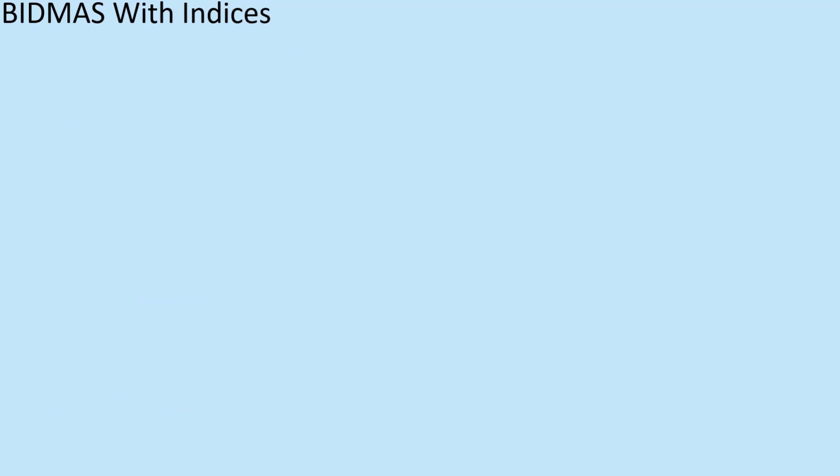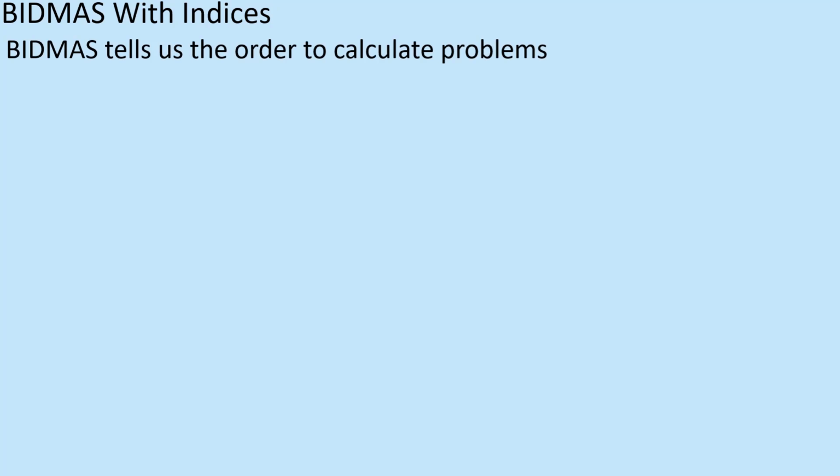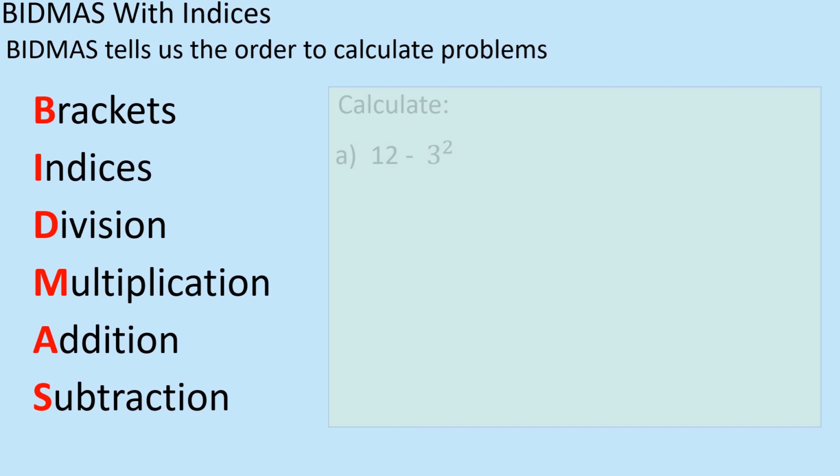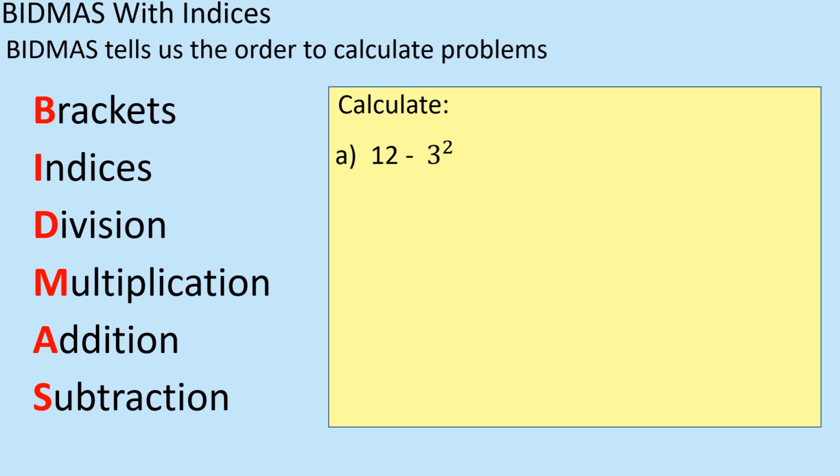We're going to look at with indices now. It shouldn't really cause any more problems. It's just an additional thing to consider. The same rules apply, but we're going to make sure we do this bit first. So it's going to be 12 take away 3 squared, which is 9. Please make sure you don't make that mistake. It's not 3 times 2, it's 3 squared, and that's going to give me 3.